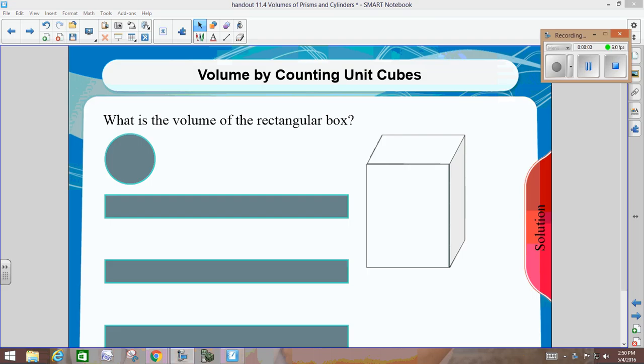Surface area, that was the beginning of the chapter. Surface area is the number of squares that fit on the surface of a solid. Volume is going to be the number of cubes that fit inside of it. Volume is the stuff on the inside, and it's going to be by cubes.